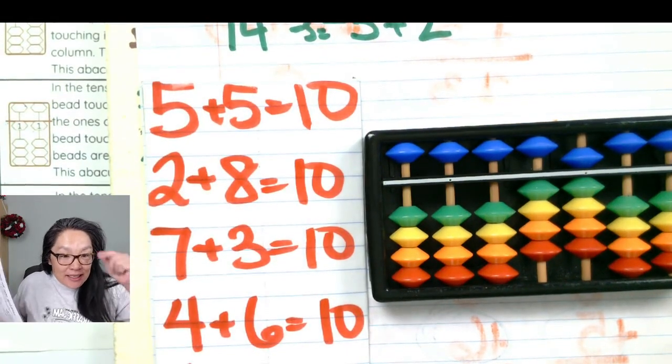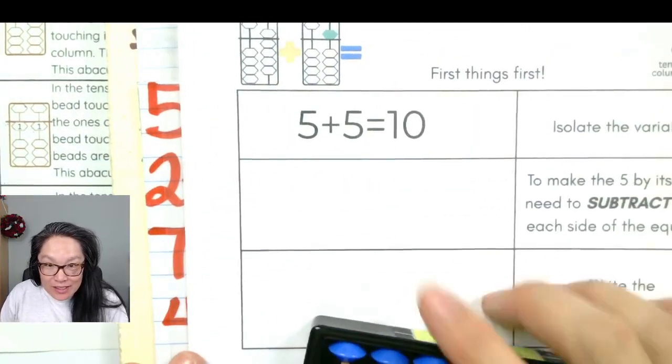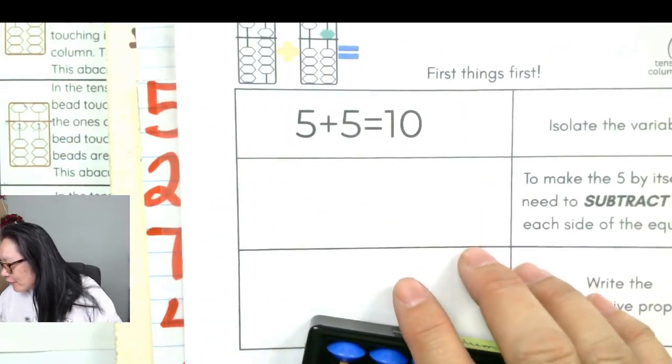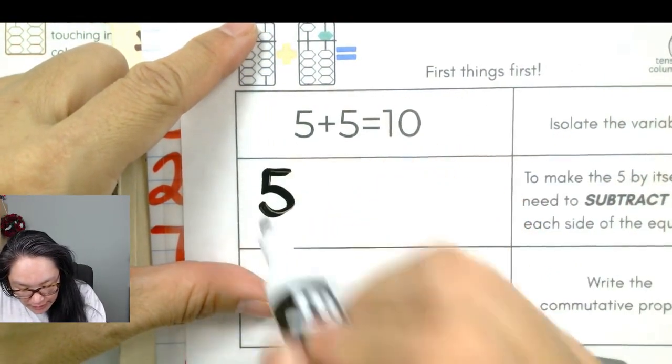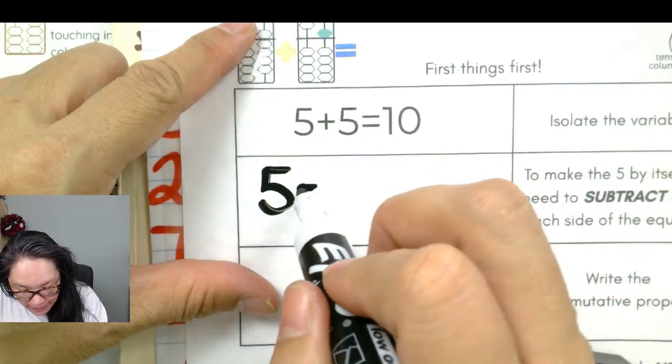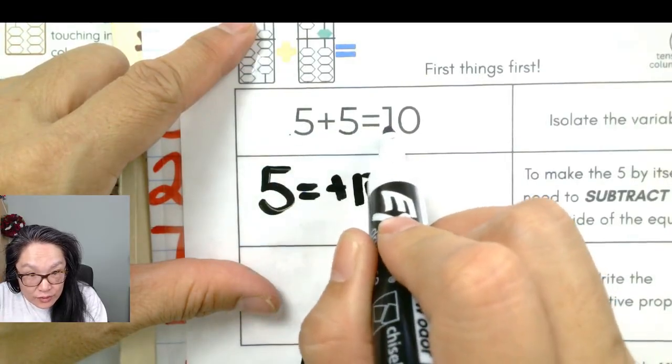Take away 10. Almost. We're going back to here. We're going to make a 5. To make the 5, what are we going to do? We're going to isolate the variable, and we're going to add the 10, right? Because that's what this is. Plus the 5 is equal to plus the 10.